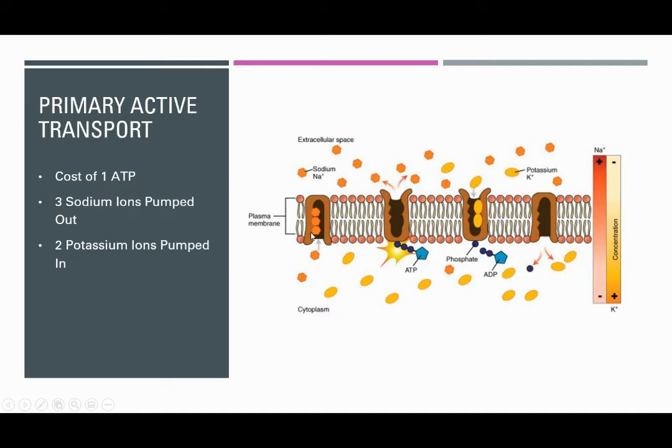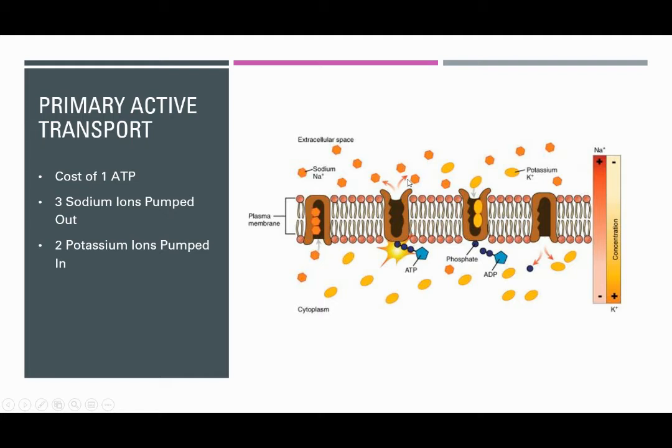Now, in order to push sodium into the extracellular space against its concentration gradient, we need some help. We need those phosphate bonds that we find in ATP that store all that energy. So because we have adenosine triphosphate, we're able to push sodium into our extracellular space against its concentration gradient.